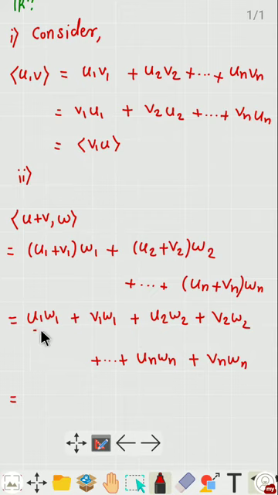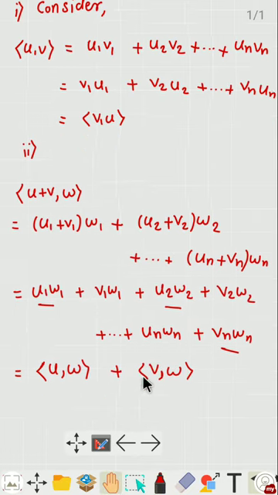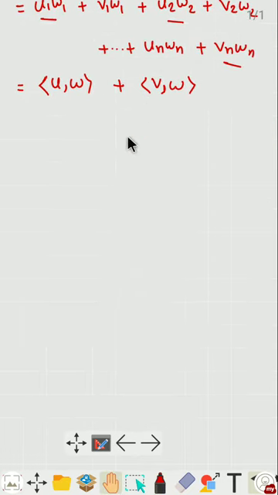So consider these terms. Okay, so these terms are nothing but the inner product of u with w, and the remaining terms are nothing but the inner product of v with w. So this second property is also satisfied by this product. Okay, now let us go to the third property.